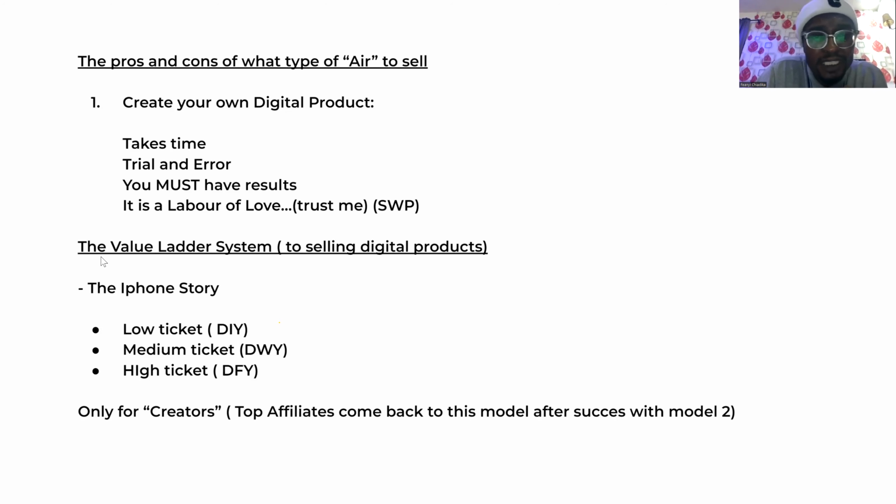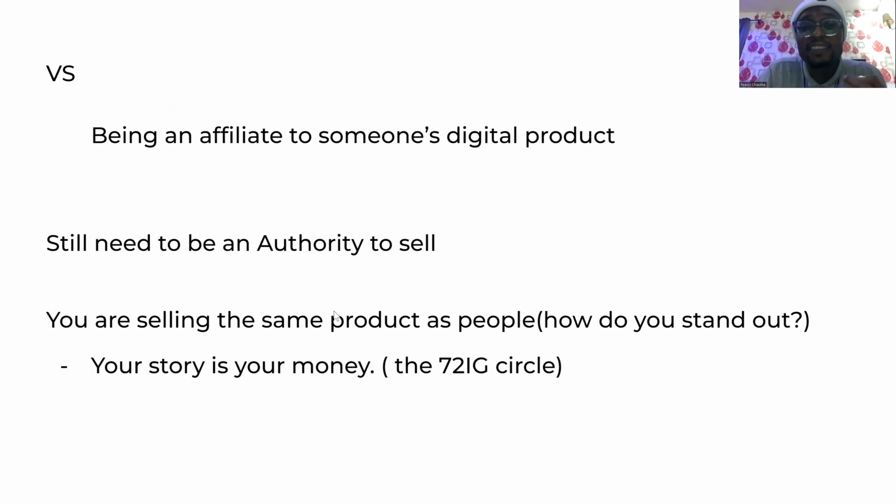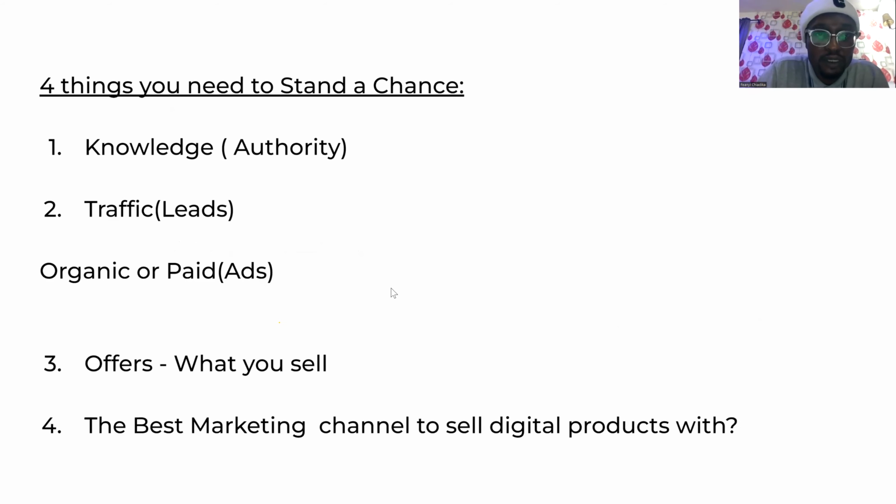Then I wanted to talk about this value ladder system, but it's something we'll talk about in the serenaded writing program since we are all out of time. Then the second one about digital products is you can be an affiliate to someone's digital product. That means you sell people's products, and the best product to sell is the product that you've gone through. But still, to sell, you need to be an authority. That means you have to know what you're talking about. That is the best way to sell digital products.